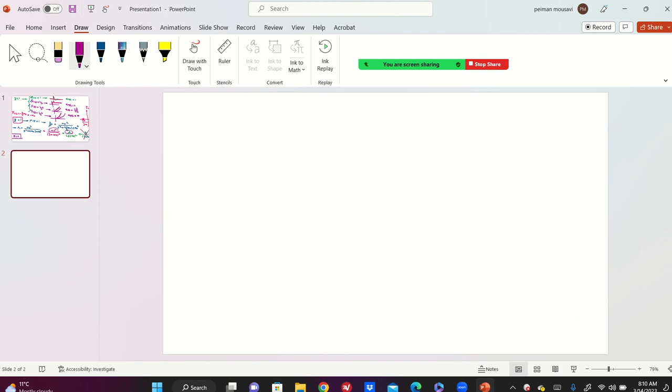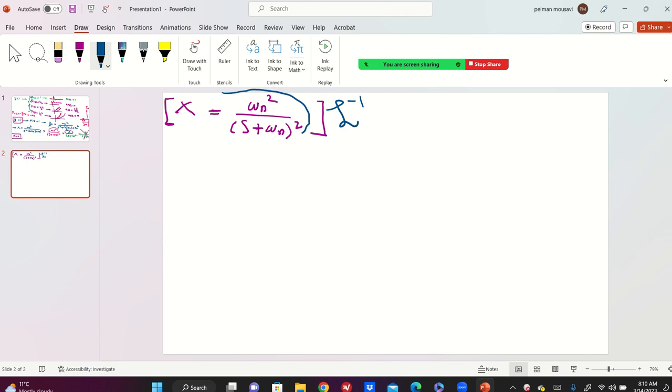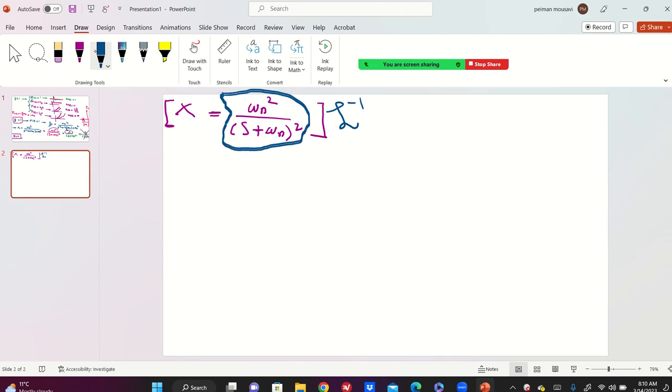So the question is, when X is omega n square over s plus omega n squared, now we're going to go to the time. What I have to do? Laplace inverse. So which function's Laplace is this? I'll give you 1 minute to think about this. Go to your table of the Laplace like I told you.